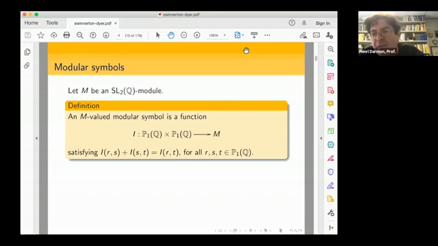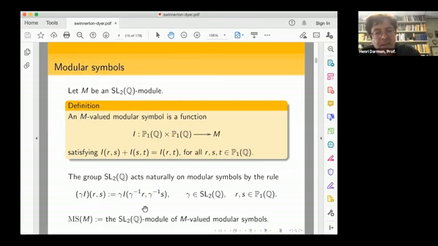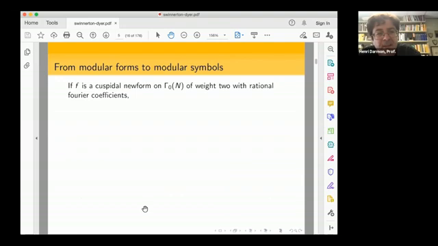This is the kind of thing you would get formally if you had some differential and you were defining a function by integration from one point to another. Now this set of modular symbols is naturally a group under addition. It's endowed with a natural action of the group SL2(Q) by left translation. So the modular symbol gamma I is defined by this formula. I'm going to denote by MS(M) the SL2(Q)-module of M-valued modular symbols.